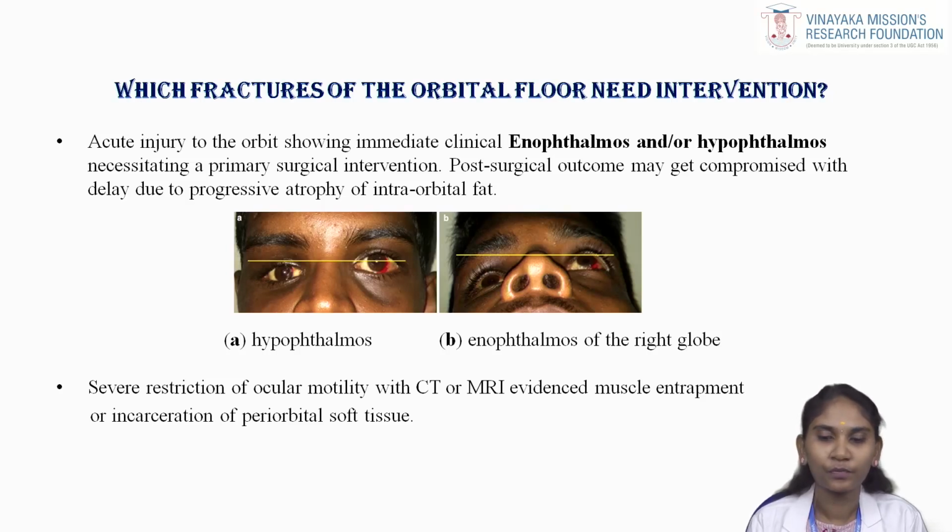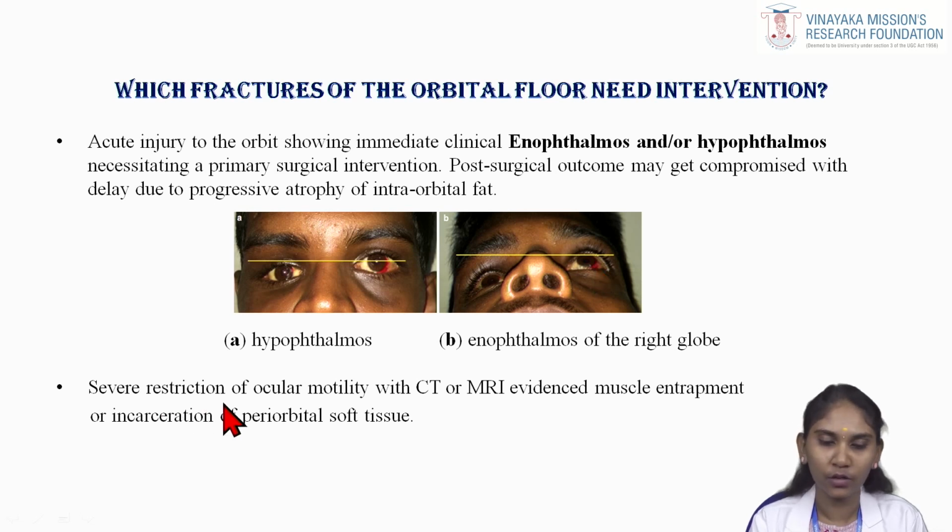Okay. So, when an acute injury to the orbit shows enophthalmos, clinically enophthalmos, or hypoglobus, they need primary surgical intervention. The post-surgical outcome may be compromised with delay due to the progressive atrophy of the intraorbital fat. See the hypoglobus, picture 2, enophthalmos of the right globe.